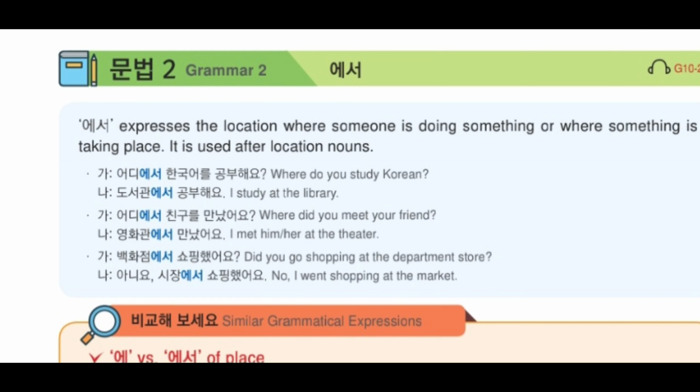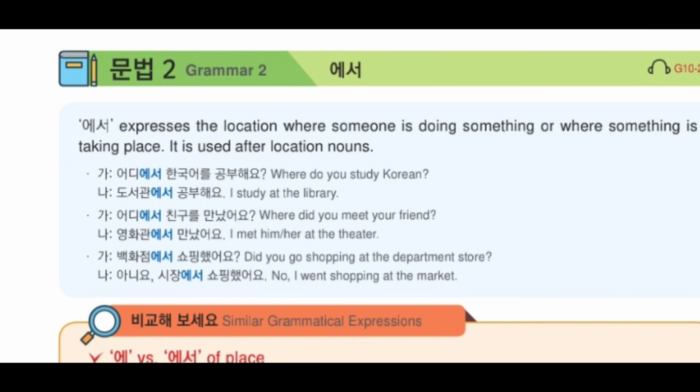Okay, and what happened at the movie theater? 만났어요, met. So what do we use to say at? 에서, good, at the theater. Let's hear one more example. 백화점에서 쇼핑했어요? 아니요, 시장에서 쇼핑했어요. Did you go shopping at the department store? No, I went shopping at the market.